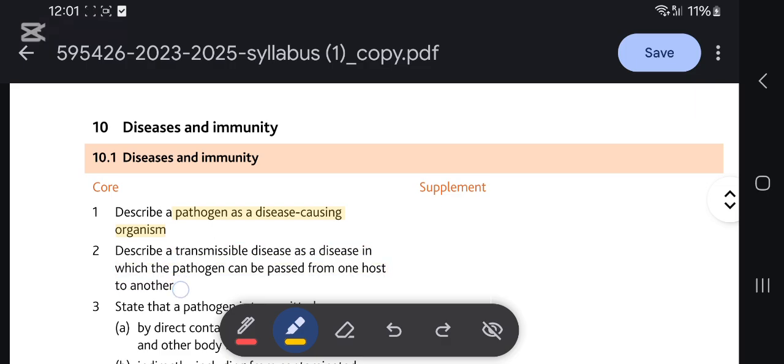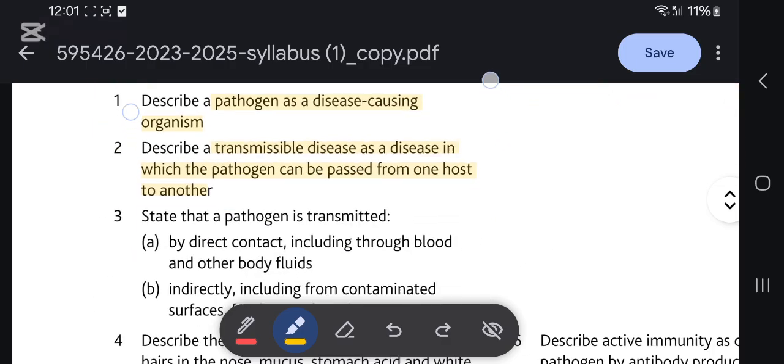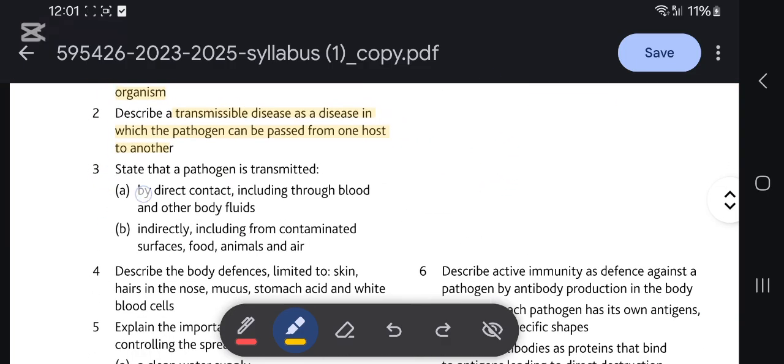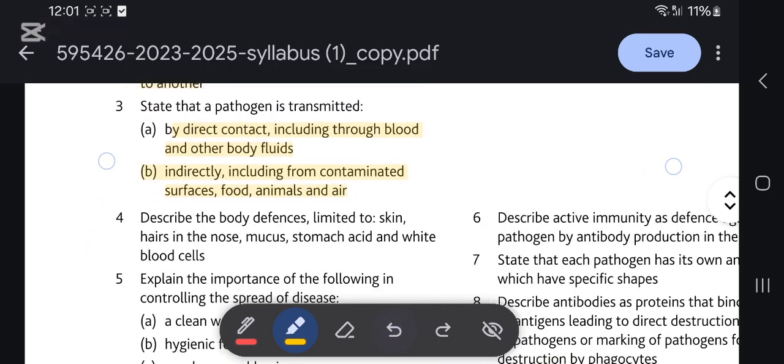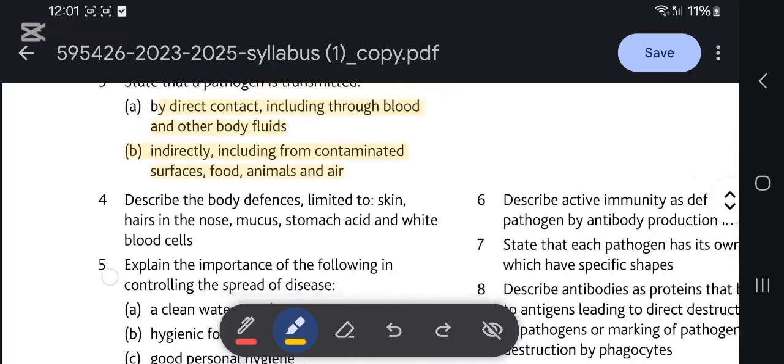Transmissible disease is a disease in which the pathogen can be passed from one host to another, like from one person to another. There are ways in which the pathogen can be passed: by direct contact, like through blood and body fluids, and then there's indirect contact through air, animals, and contaminated surfaces and food. Like if someone sneezes into the air and you breathe it in, then you can get a disease.